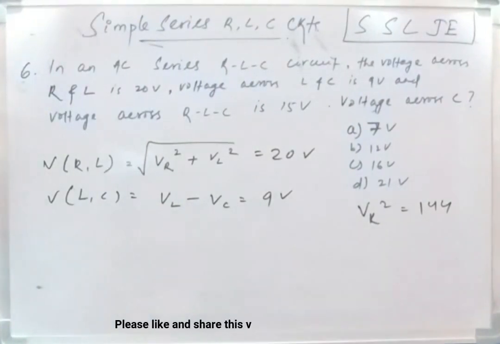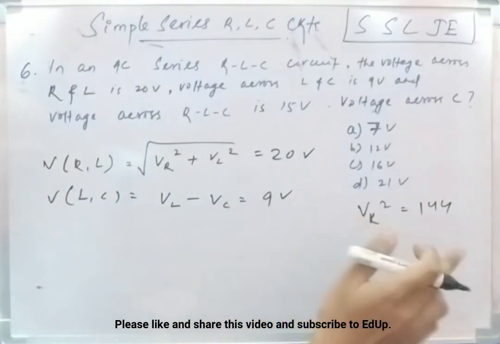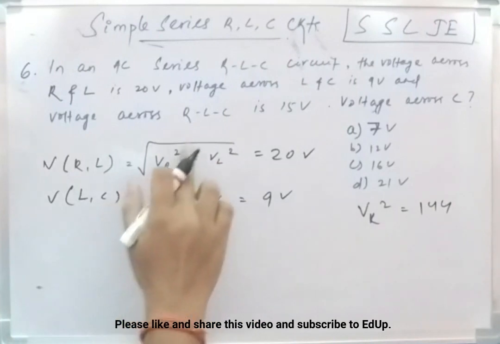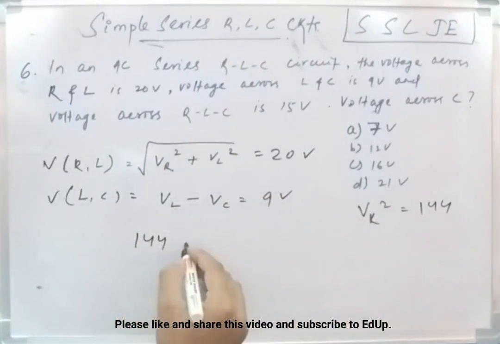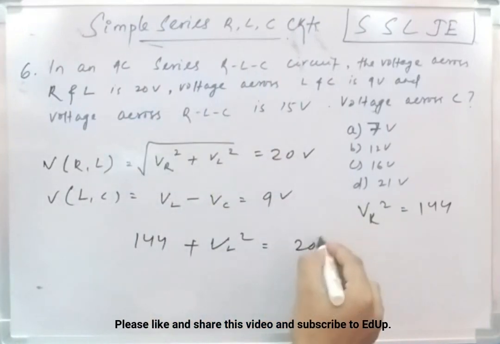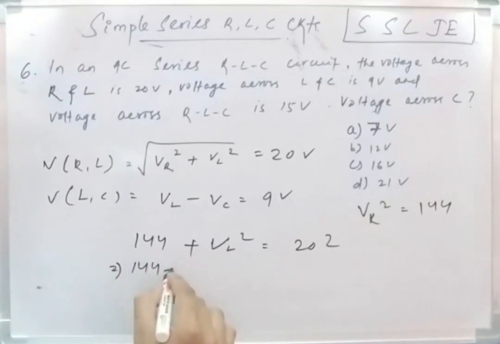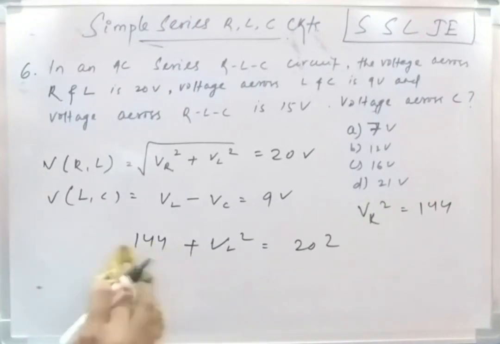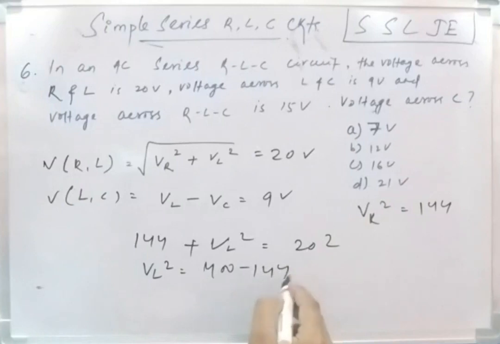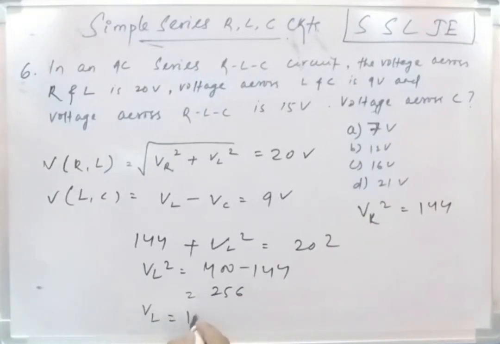So VR square is 144, and now we'll put 144 here and find out VL. In place of VR square, I'll put 144 plus VL square equals 20 square. So VL square will be 400 minus 144, that is 256, and you will get VL equals 16.